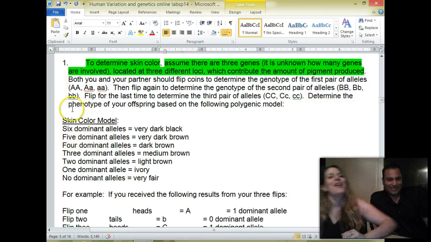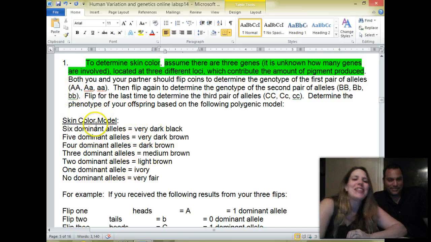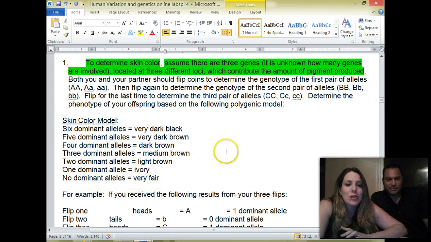Okay, so now you got to come down to this chart and see. So if you got 6 dominant alleles, the baby's going to be very dark black for skin color. 5 dominant alleles, very dark brown. 4, dark brown. 3, medium brown. 2, light brown. 1 dominant allele is ivory, and no dominant alleles is very fair.